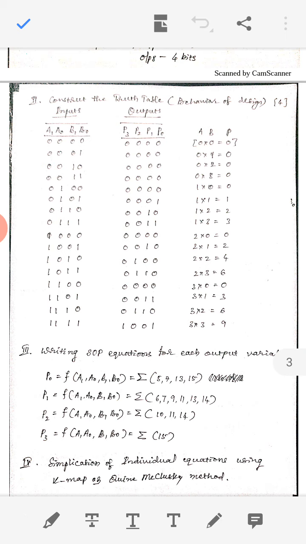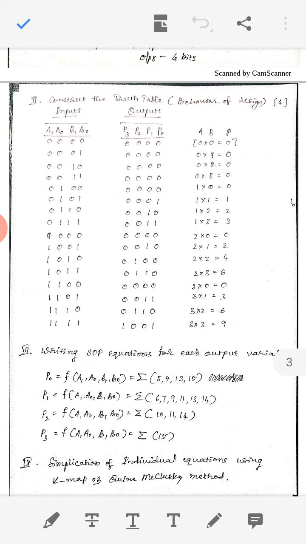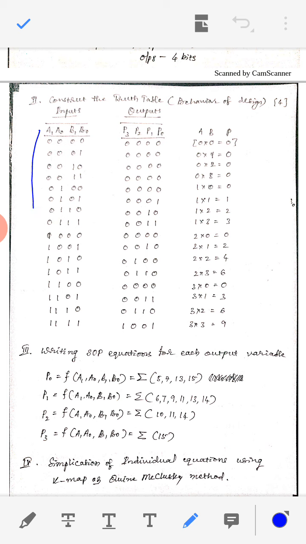The same thing I have given in binary, I have written in decimal here. You can see 0 into 0, 0 into 1 is 0, 0 into 2 is 0, 0 into 3 is 0, 1 into 0 is 0, 1 into 1 is 1, 1 into 2 is 2, 1 into 3 is 3. The equivalent of 3 is 0 0 1 1. Similarly, 9 is 1 0 0 1. Now this is the truth table.